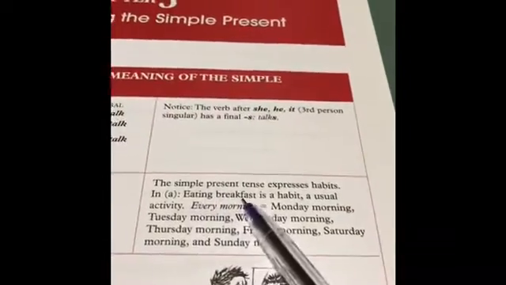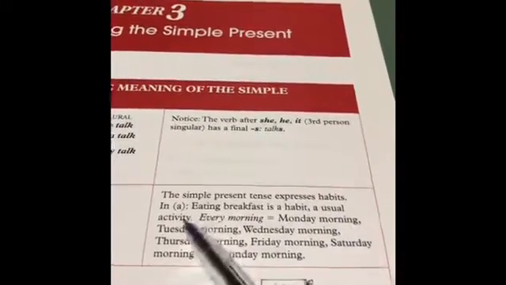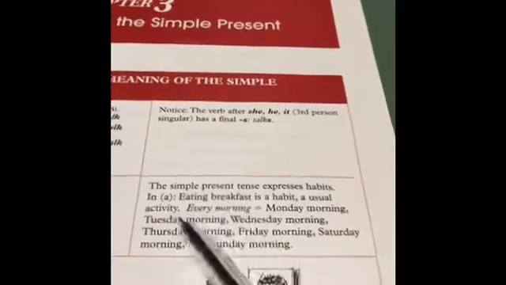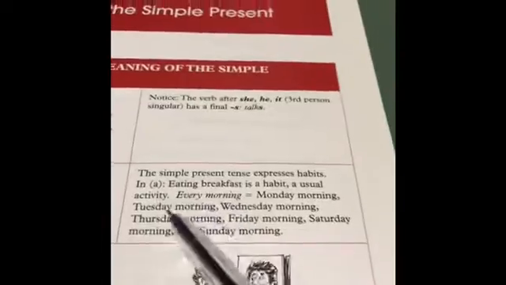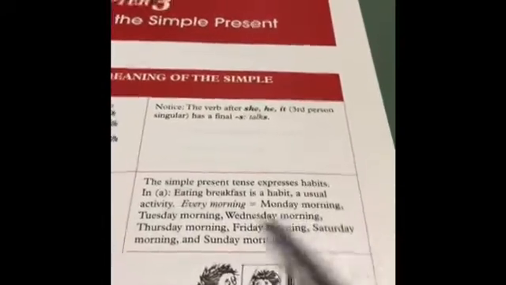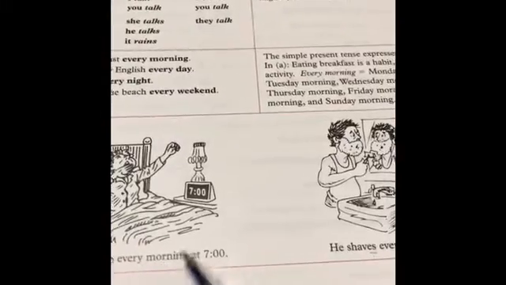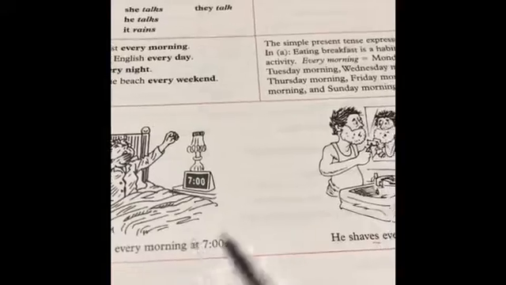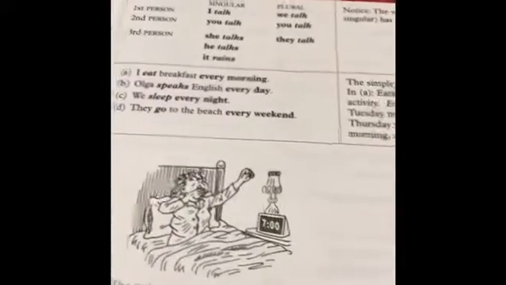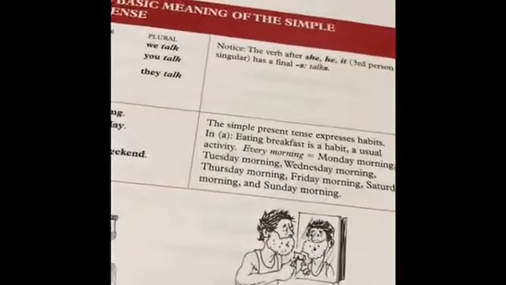Eating breakfast is a habit. يعني أنا كل يوم باكل. It's usual. Usual activity هتعمل بعمله. Every morning, Monday morning, Tuesday morning, Wednesday morning. يعني it means she wakes up every morning at 7 o'clock. She wakes up every morning at 7 o'clock يعني she usually wakes up at 7 o'clock. He shaves every morning.